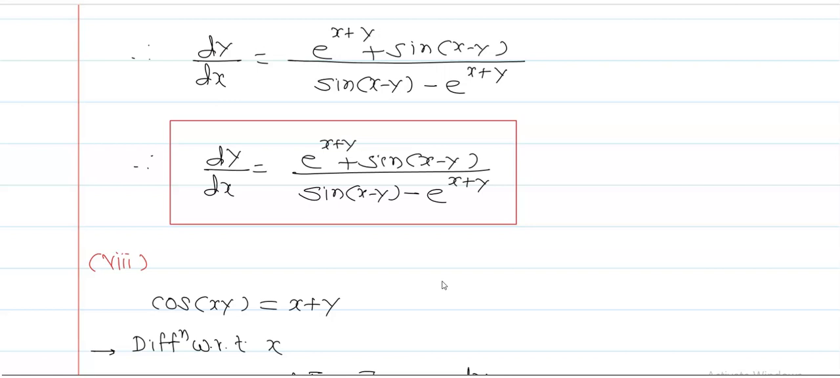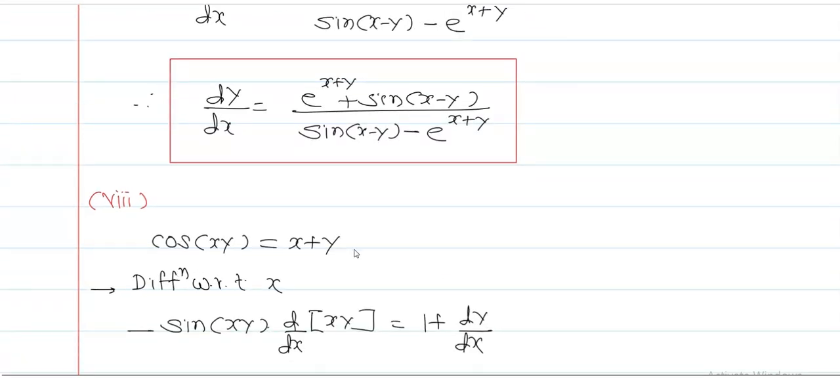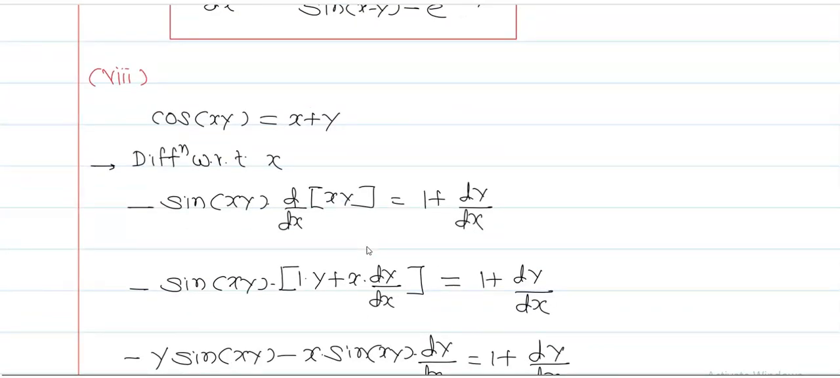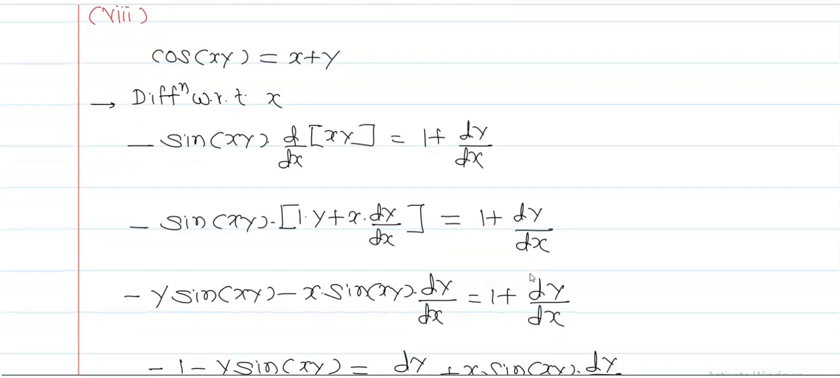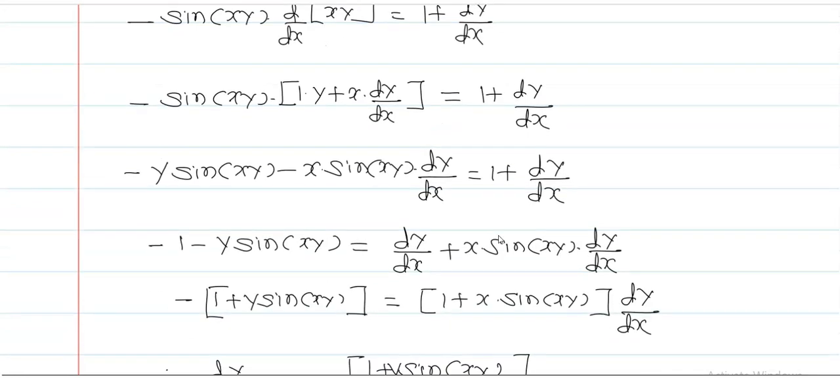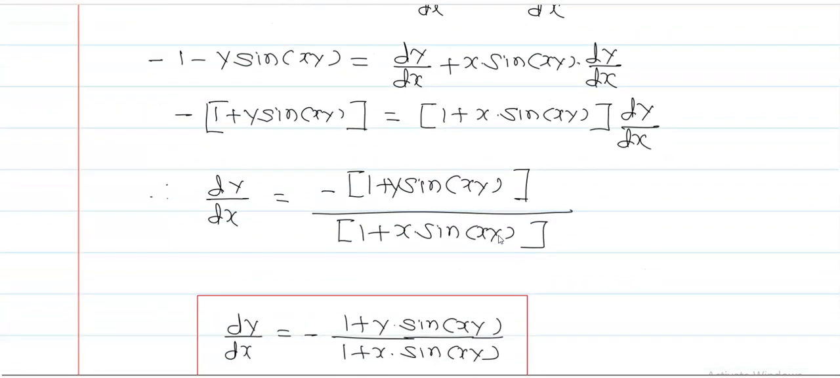Now next is the 8th one, that is cos of xy is equal to cos of x plus y. Differentiate this again with respect to x and revise these examples once again. That is the derivative of cos of xy is minus sin of xy, d/dx of xy. That is the derivative of x is 1, y, then x as it is, derivative of y is dy by dx. Next is 1 plus dy by dx, and again multiplication. Collect the terms of the dy by dx. Revise all these examples, whatever we have solved, and you will get the dy by dx.